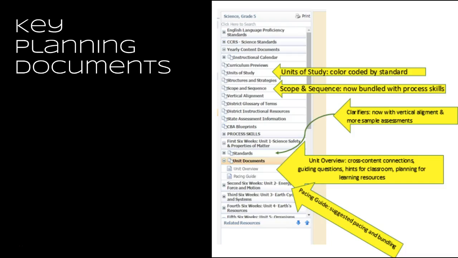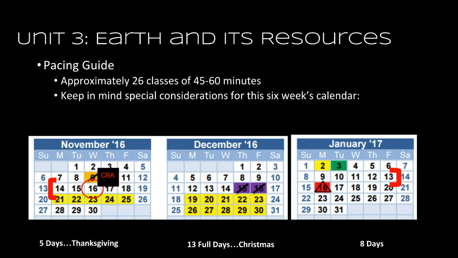As always, we want to start off with some key planning documents when we're making our plan for instruction. Today we're going to touch base on the pacing guide, the unit overview, and just talk briefly about the vocabulary that's on the clarifiers. So with the third 6 weeks, one of the biggest challenges is to plan around the two big breaks that we have for Thanksgiving as well as Christmas.